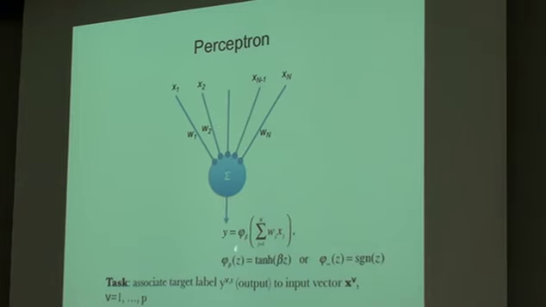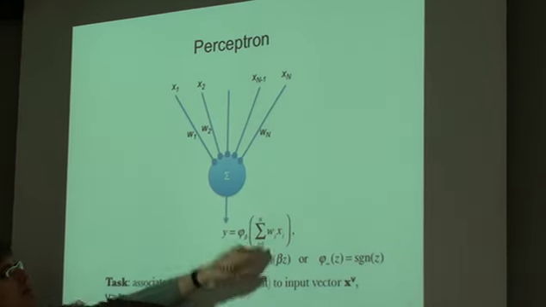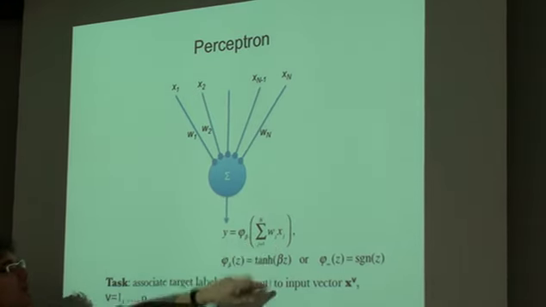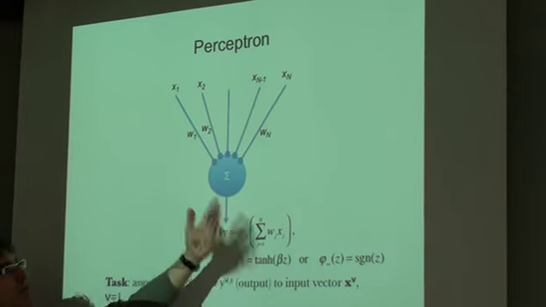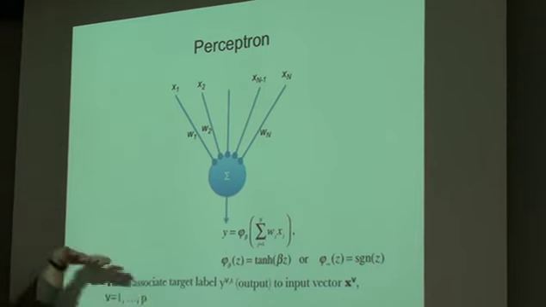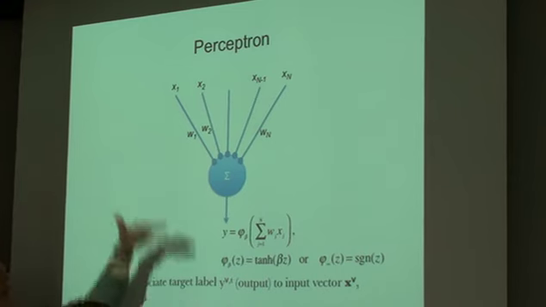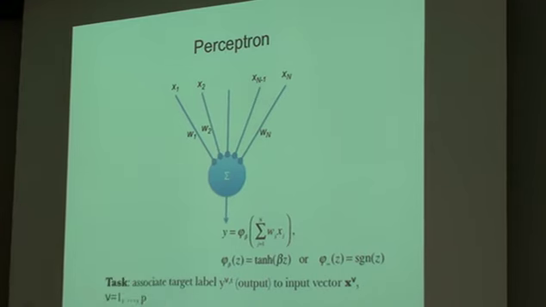This basically sums up the inputs and integrates them. For example, a hyperbolic tangent would mean that the input is integrated like that, or a sign function would mean that you only have two outputs. And this is exactly what I showed you before. So this is a very crude approximation of what a real neuron actually does.